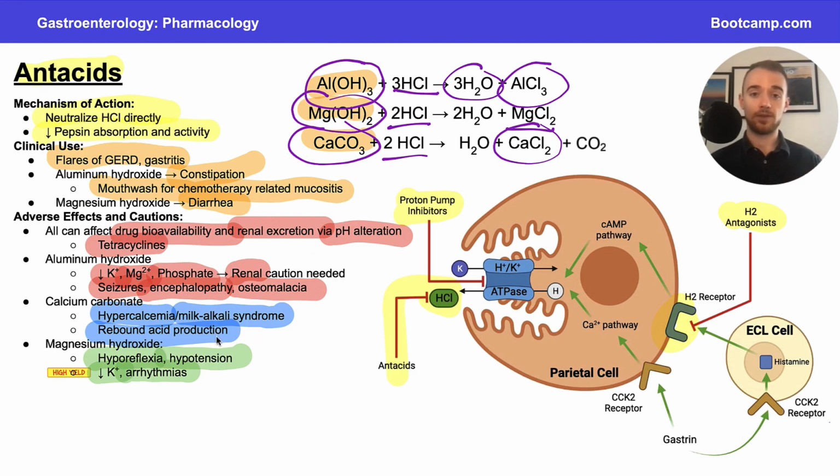And a very important thing to be aware of for magnesium hydroxide is that it can cause, among other things, hypotension, hyporeflexia, as well as hypokalemia and arrhythmias.